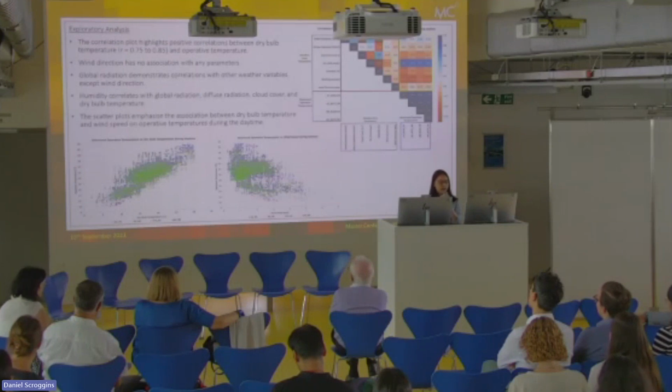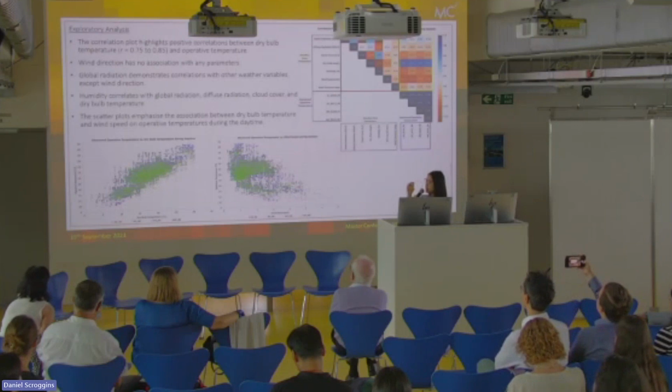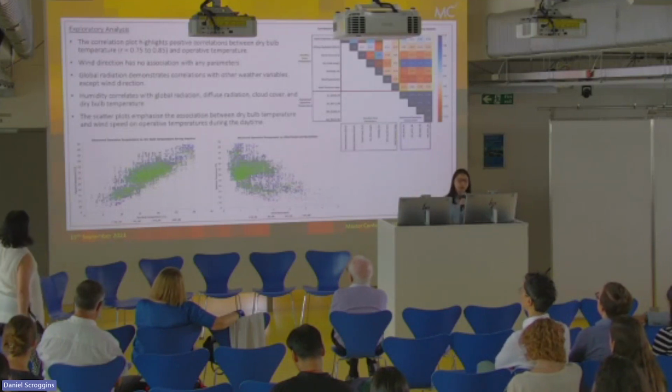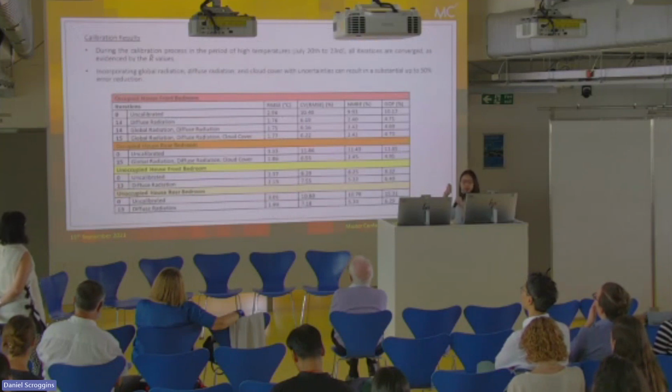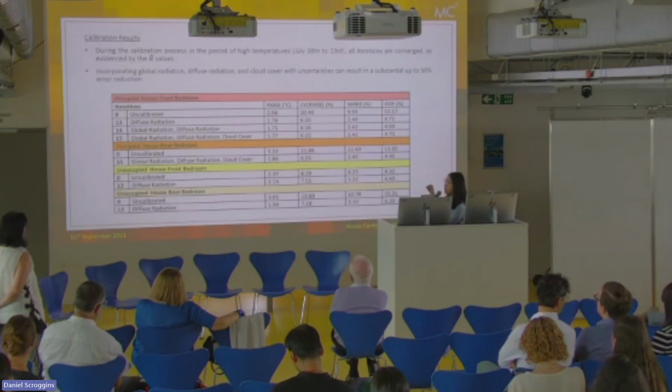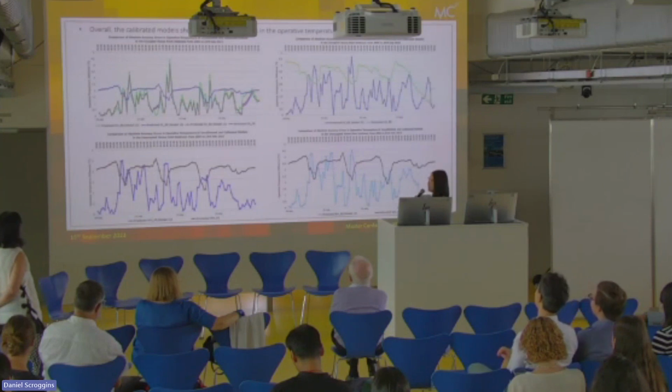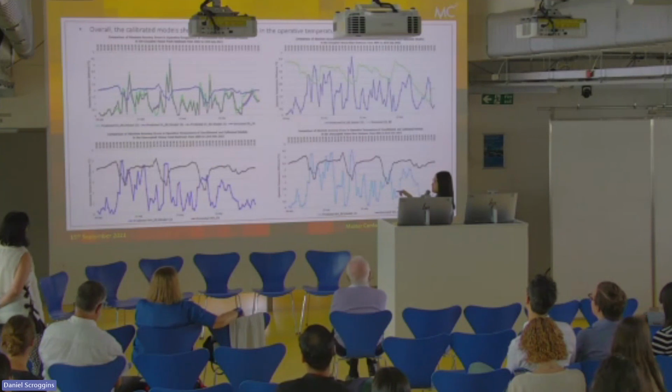Then the exploratory analysis shows that there are relationships between these variables and the operative temperature. So I used them for the calibration process. And then these are the calibration results. You can see from the validation metrics that there is a reduction of up to 50%. And from the overall graph comparing the uncalibrated and calibrated models, it can be seen that the calibrated model is closely aligned to the measured data.